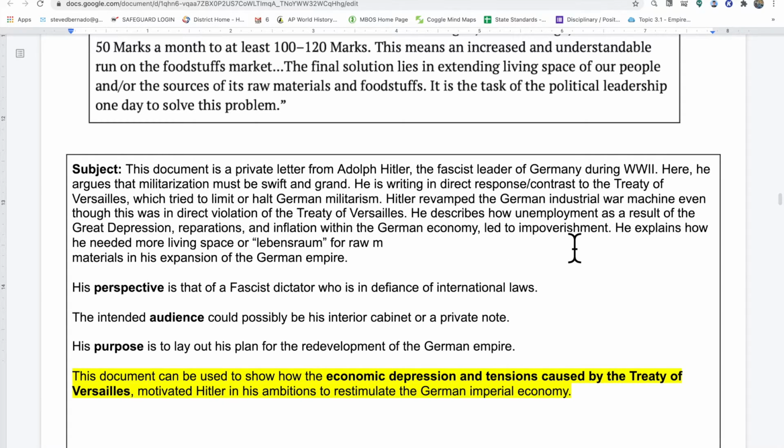He describes how unemployment, as a result of the Great Depression, reparations, and inflation within the German economy, hyperinflation, right, led to impoverishment of Germans. He explains how materials in his expansion of the German Empire. Okay? So his perspective is that of a fascist dictator who's in defiance of international laws, right? The Articles of the Treaty of Versailles.